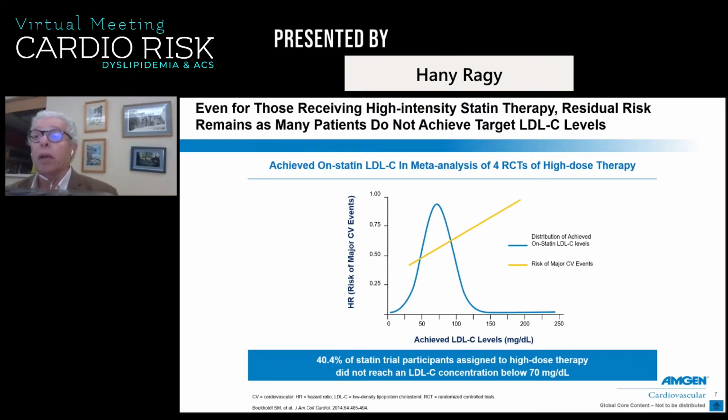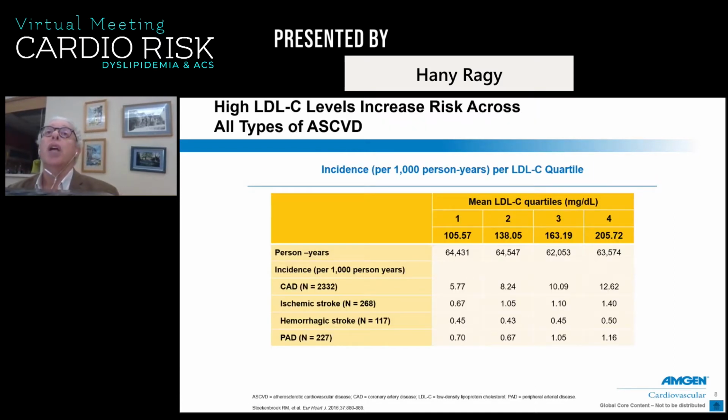So again, you give the patient the highest dose statin therapy, and then, you know what? You think they're safe, they think they're safe, but then they're going to get another event because a lot of them are still poorly treated. And this high LDL level increases the risk across all types of atherosclerotic cardiovascular disease. This is the incidence per 1,000 person years.